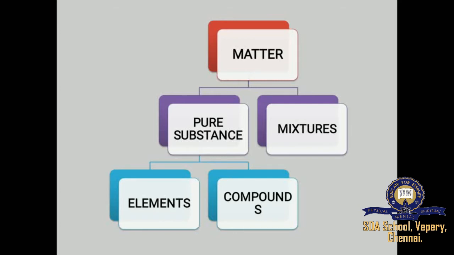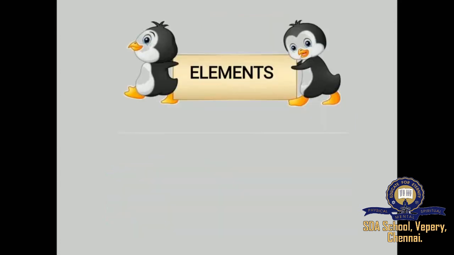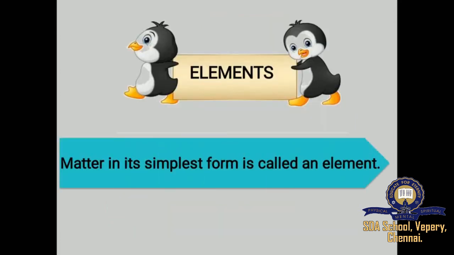Next, we will see what elements and compounds are. We all know matter is composed of tiny particles called atoms, and matter is of two kinds, pure substances and mixtures. Pure substances can be classified into elements and compounds. Elements. Matter in its simplest form is called an element.